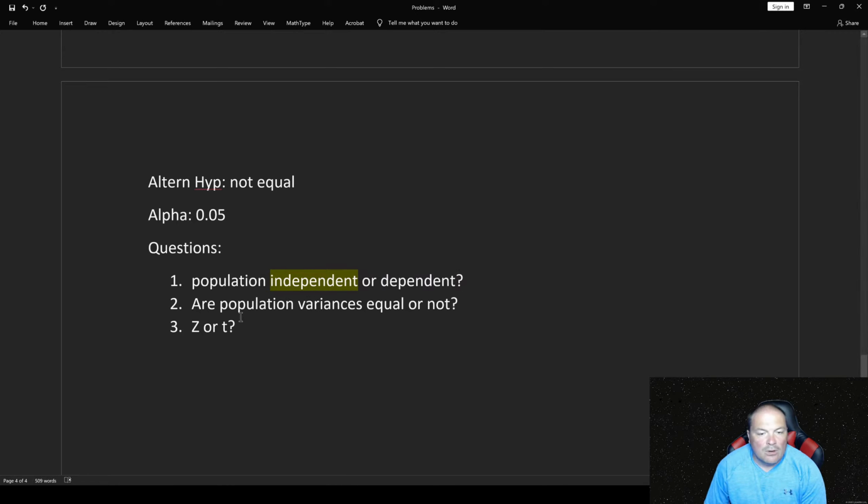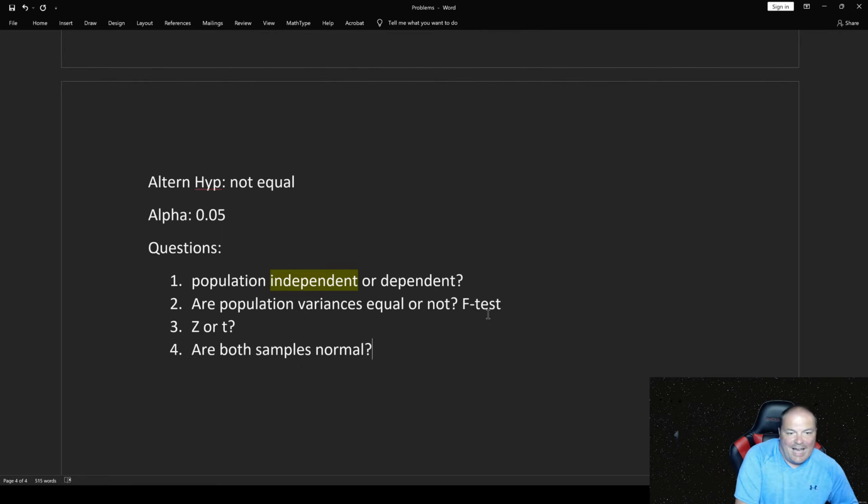Now we're going to decide whether the population variances are equal or not. We will do that once we get in, with what we call an F-test. But before we can get to that, we need to decide on Z or T. Before we can decide on Z or T, we need to know, are both samples normal?